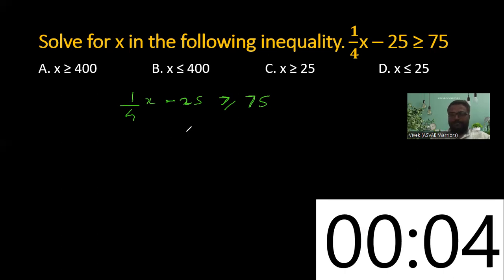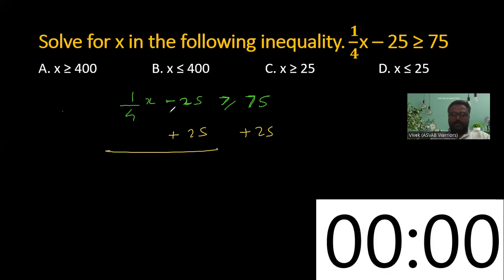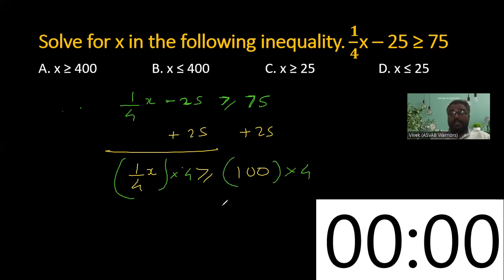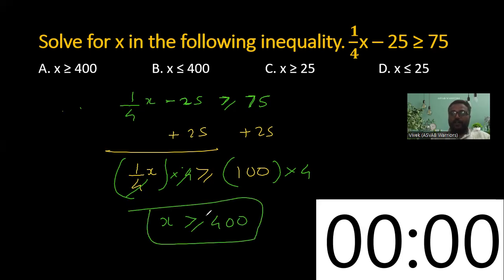Look, Angie and Valeria. The first thing that I'm going to do, I'm going to get rid of this 25 by adding it. Now, if I add it, what will I get? Negative 25 plus 25 will become 0. This is nothing but 1 over 4x greater than or equal to 100. Now, what do I need to do? I am multiplying it with a positive number only, so the inequality will not flip. So this 4 will get cancelled. You have x is greater than or equal to 400.